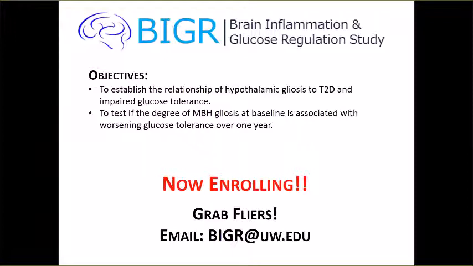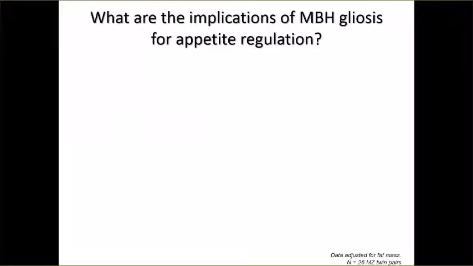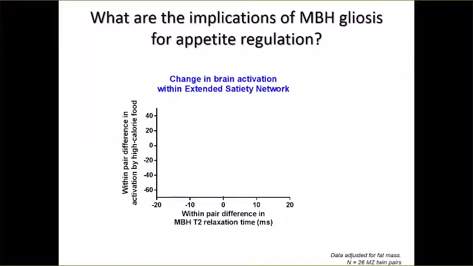We have begun to explore the implications of MBH gliosis for satiety processing using some of the fMRI techniques we've already discussed. So what I'm going to do here is make you harken back to data we talked about earlier. Remember when we were comparing those twins to each other and looking at how their difference in fat mass was related to whether their activation was suppressed by eating? So now we're looking again at whether activation by high-calorie food cues is suppressed by eating. But now we're looking at the within-pair difference in gliosis and comparing a twin that has more evidence of gliosis in terms of their activation.